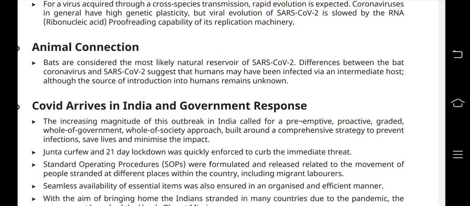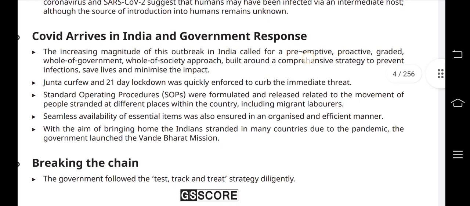COVID arrives in India and government response. The increasing magnitude of the outbreak in India called for a preemptive, proactive, graded, whole of government, whole of society approach built around a comprehensive strategy to prevent infections, save lives and minimize the impact. Janta curfew and 21-day lockdown were quickly enforced to curb the immediate threat. The 21-day lockdown began on 25th March.